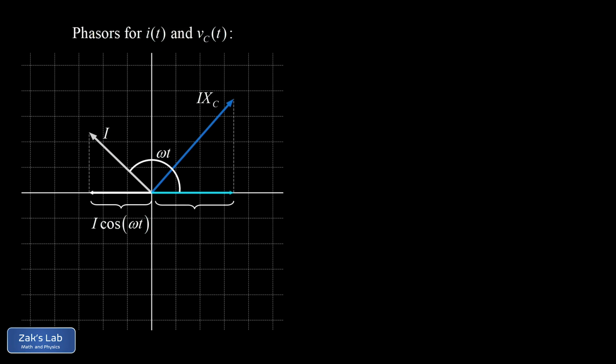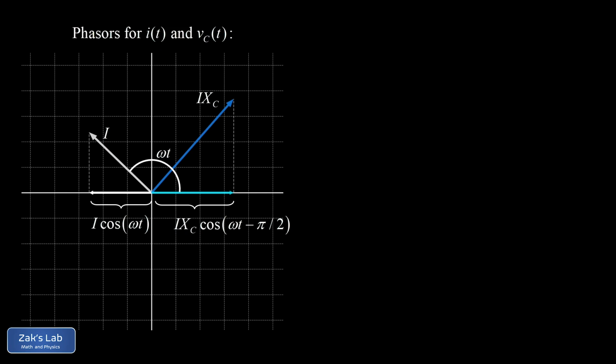So now we look at the horizontal projection for the voltage phasor for the capacitor. And the angle there is 90 degrees less than omega t. In other words, omega t minus pi over 2. So the projection is I times X sub C cosine omega t minus pi over 2. Again, that horizontal projection is exactly the voltage function that we solved for on the last slide.